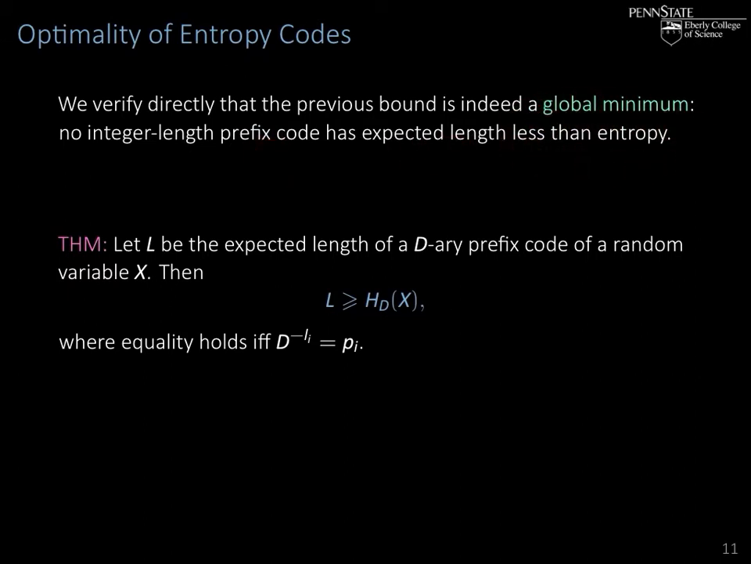So here's the theorem. Let L be the expected length of a d-ary prefix code of a random variable. Then L is greater than or equal to the d-entropy of X, where equality holds if and only if the values of d to the minus li are exactly the pi, exactly the probabilities, the distribution of the random variable.